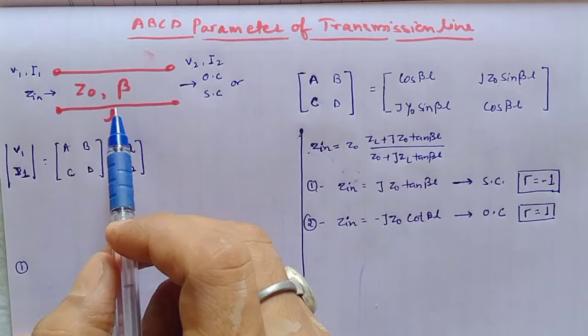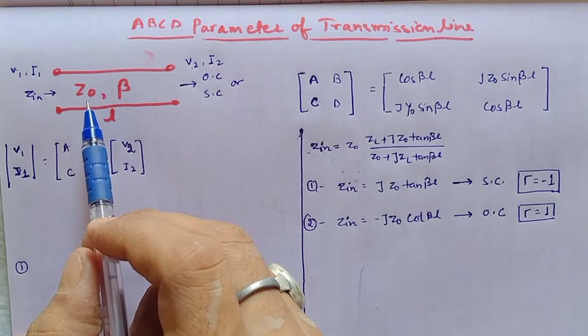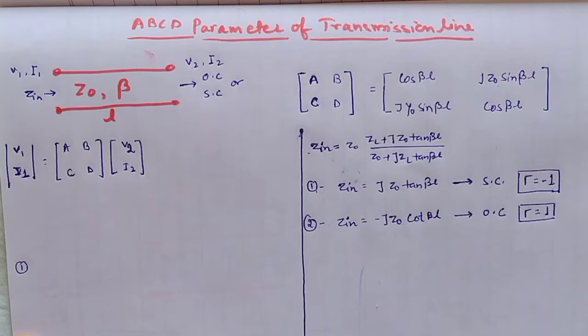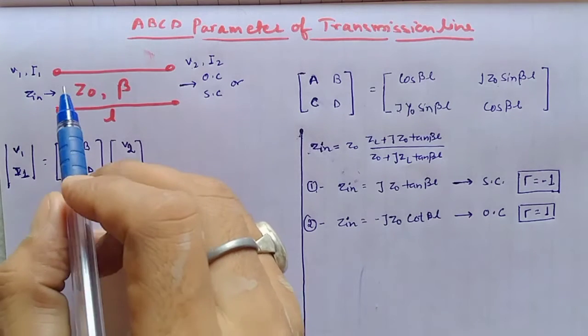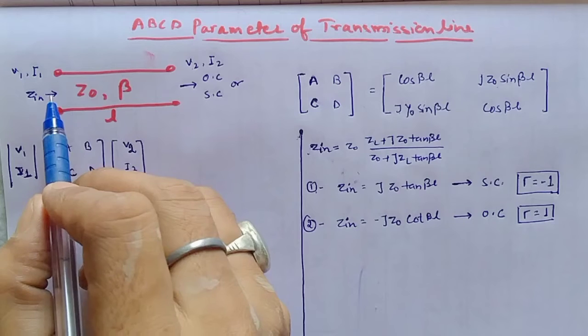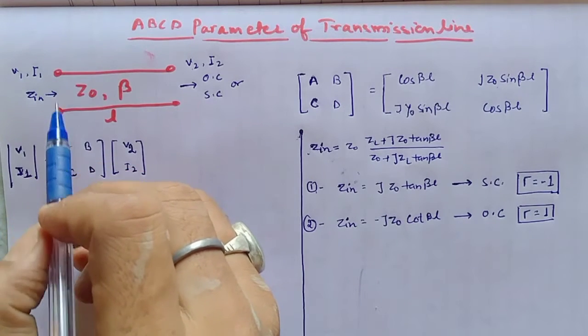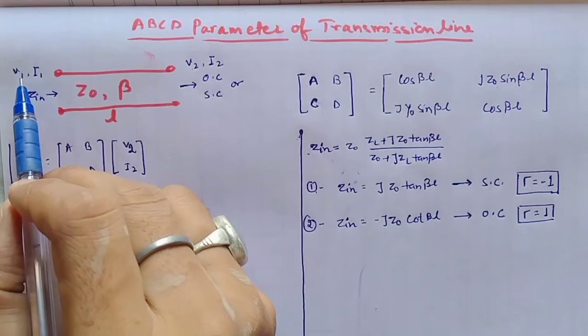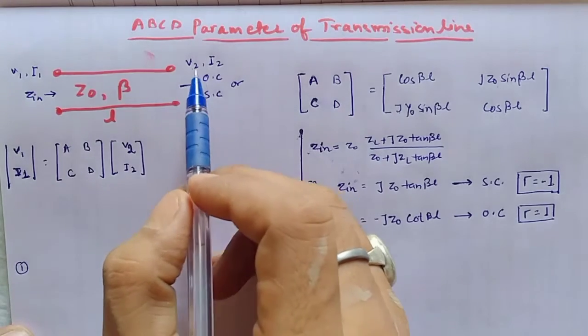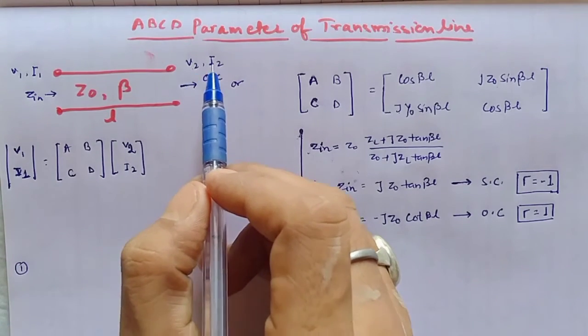So for this transmission line, the characteristic impedance is Z0 and the propagation constant is beta. The length of the transmission line is L, and the input impedance defined from this side is Zin. At this terminal, voltage and current are given as V1 and I1, and at this terminal, voltage and current are given as V2 and I2.